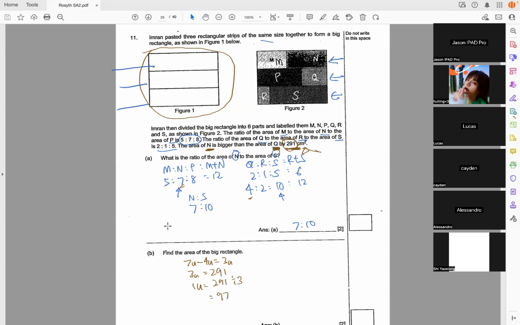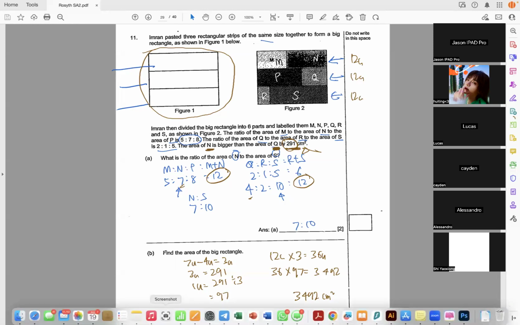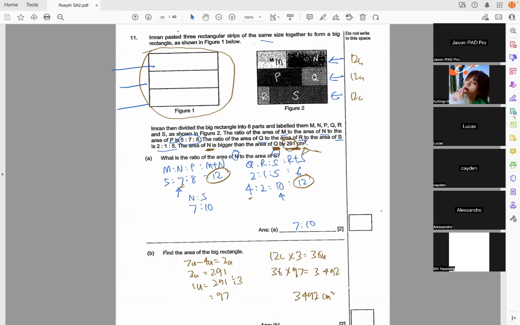The total area will be 12 units. How do I know 12 units is here? RS is 12, MN is 12. So 12 units for each row times 3 rows, 36 units. So 36 multiplied by 97. That's the answer, 3492 square centimeters. Any question? Okay, next.